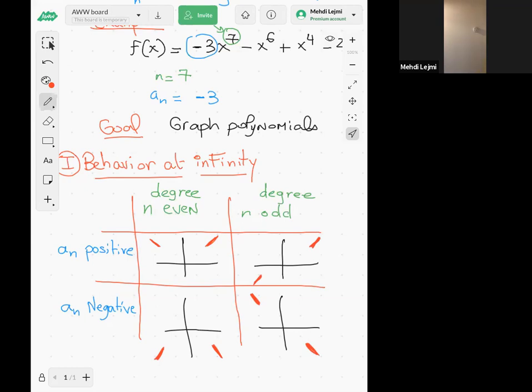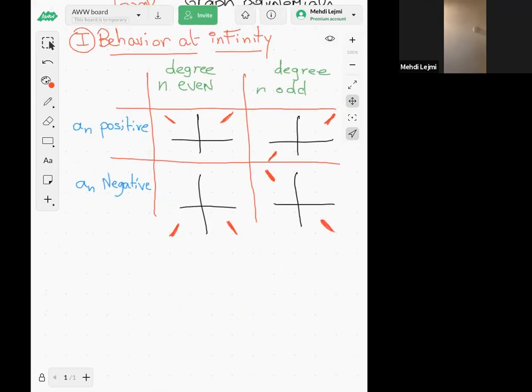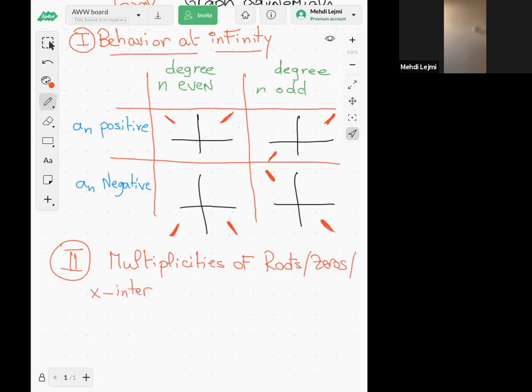Just to remind you of the table, because we're going to use it later to graph the polynomials. Next, after the behavior at infinity, we're going to use the multiplicity of the zeros or the roots or the x-intercepts of the polynomial. So the next piece of information we're going to use is the multiplicities of the roots, zeros, or x-intercepts of the polynomial f of x.